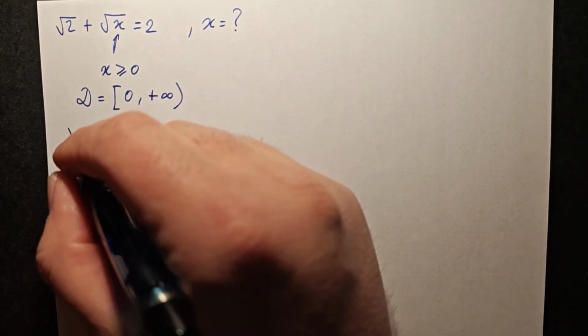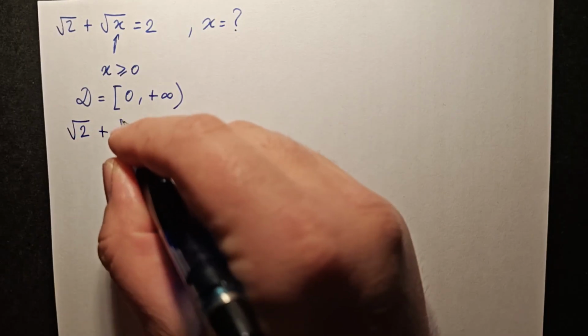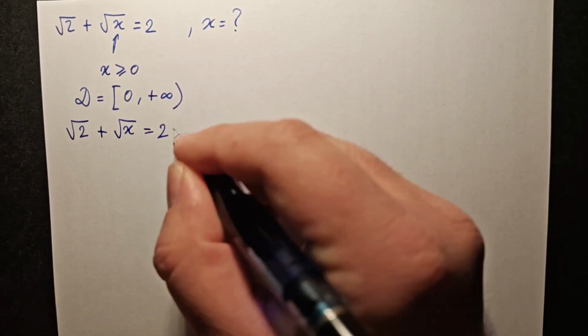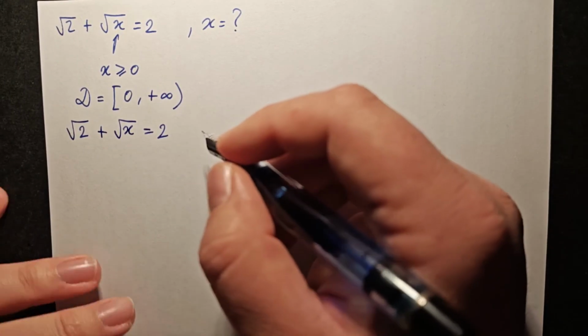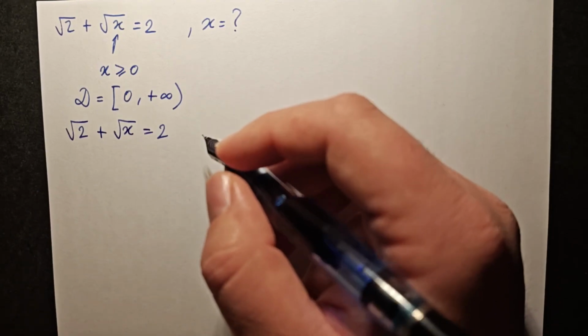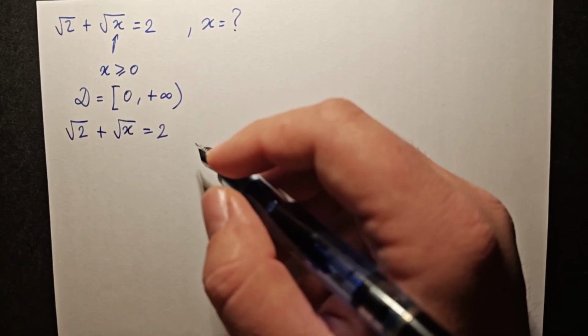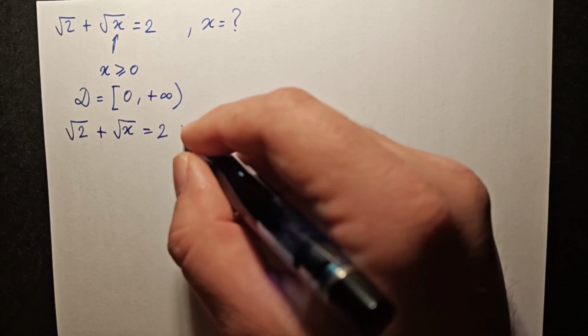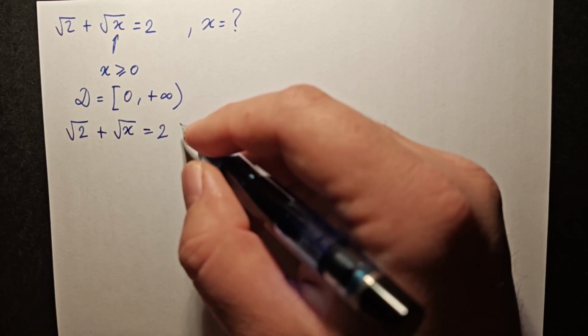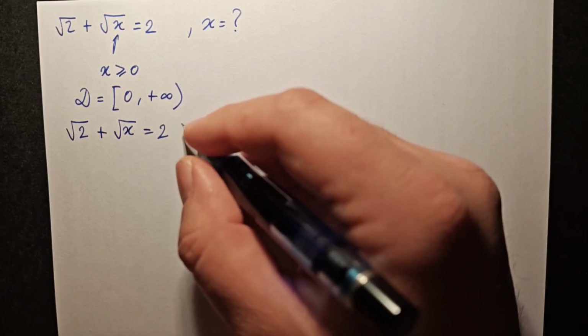equations. So let's take the equation square root of 2 plus the square root of x is equal to 2. First, I'm going to show you the standard method that students use to solve this. And later I will show you the process which is much more efficient.